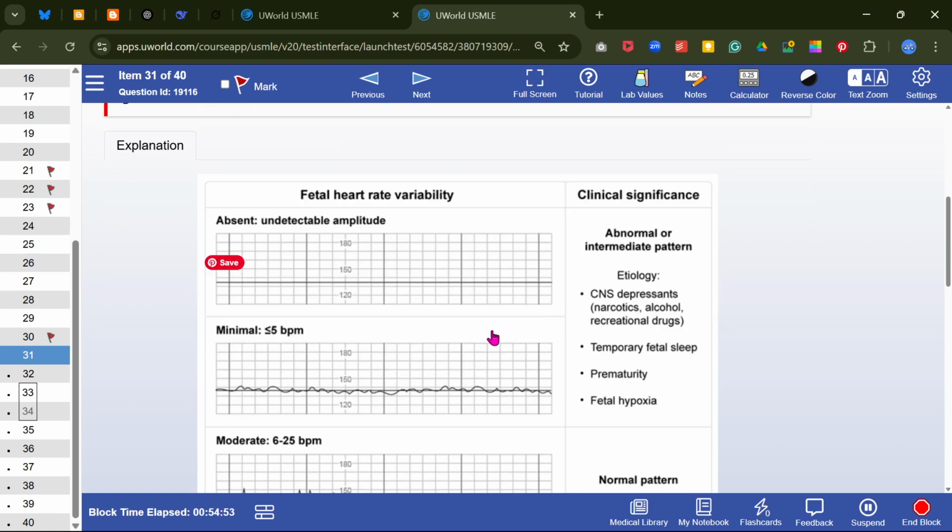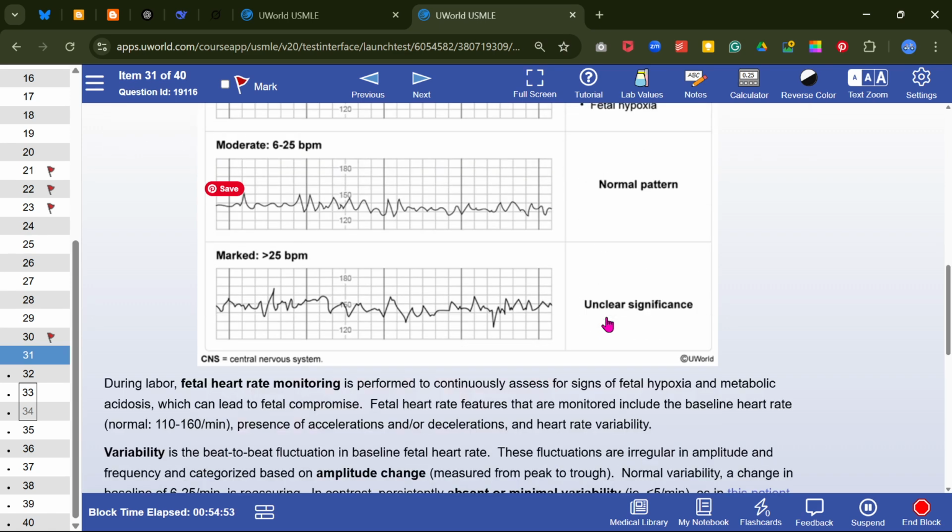Oh, fetal heart rate. So look at the clinical significance of fetal heart rate variability. If it is absent, undetectable, or minimal, less than 5 beats per minute, then it may be a CNS depressant: narcotics, alcohol, recreational drugs. It may be temporary fetal sleep, maybe prematurity or fetal hypoxia. If it is normal, moderate, 6 to 25 beats per minute, it is a normal pattern. If it is more than 25, unclear significance.